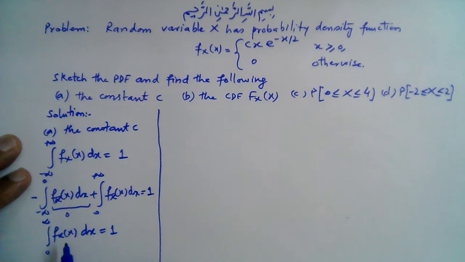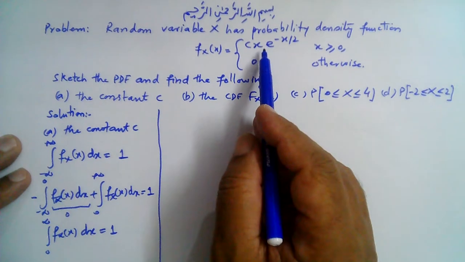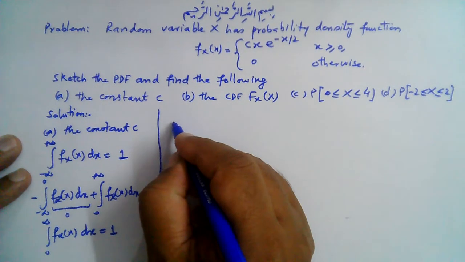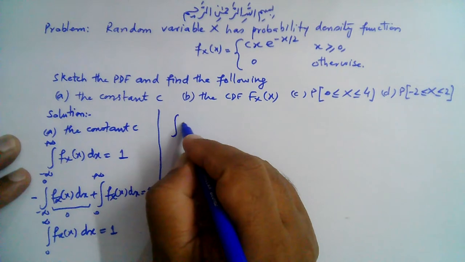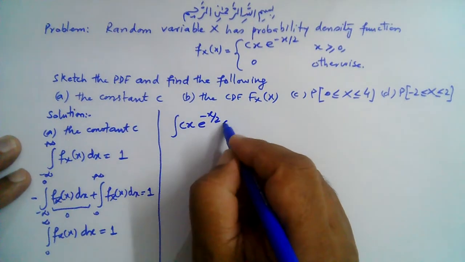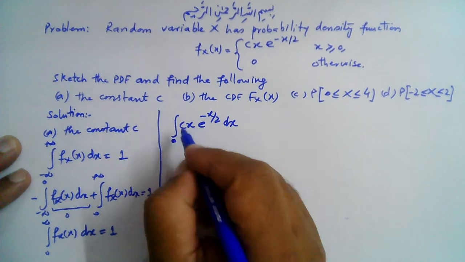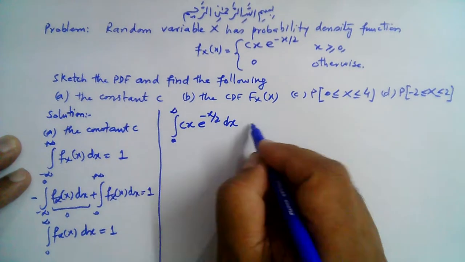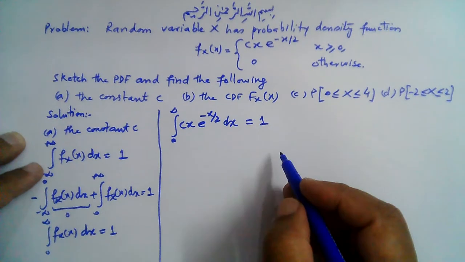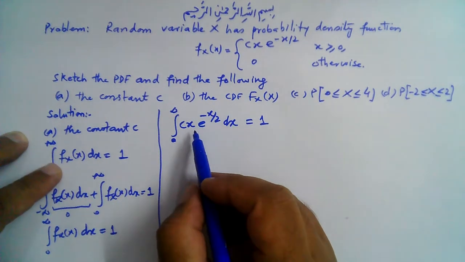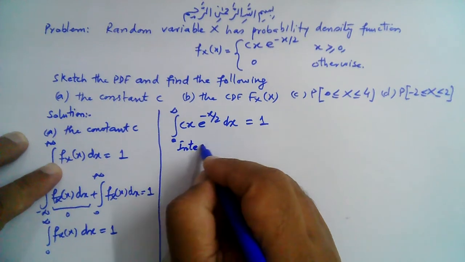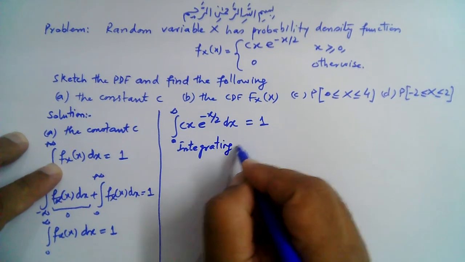So now putting the value of fx of x for these limits, we can write cx e raised to power minus x over 2 dx, when the limits are 0 to infinity, it is equal to 1. So we can integrate this by parts.